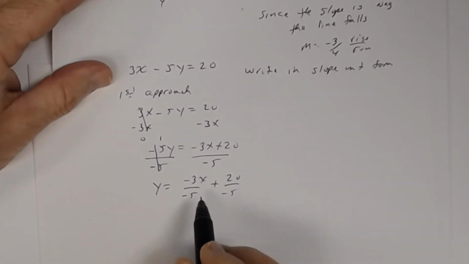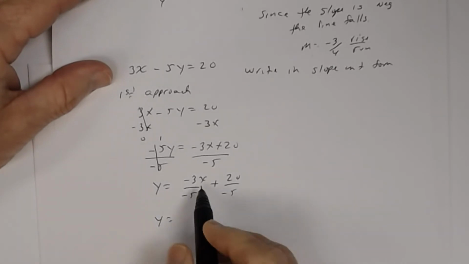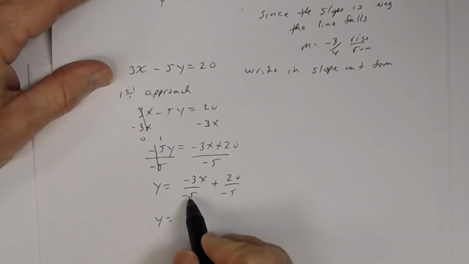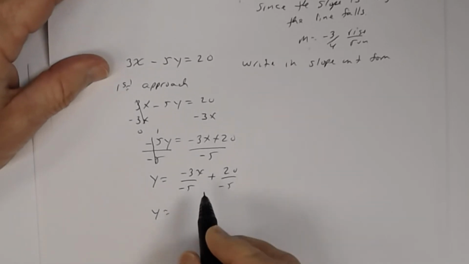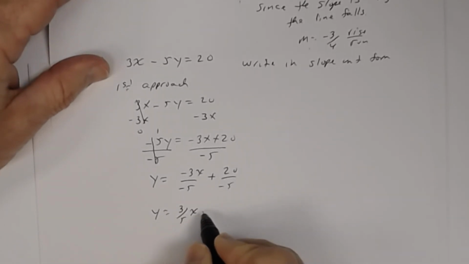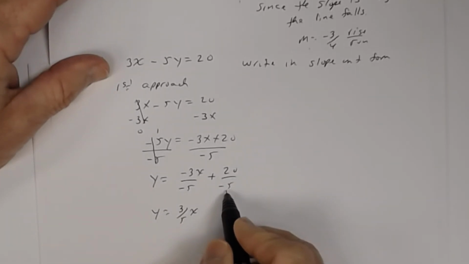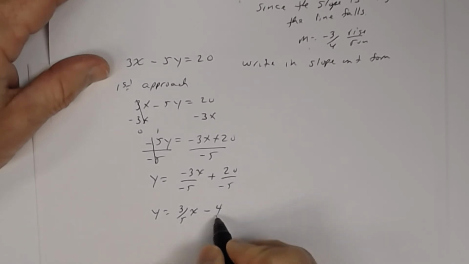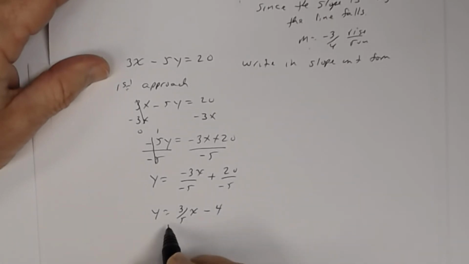All right, now let's simplify this. You need to remember that a negative divided by negative is a positive. So you got to say 3 fifths x. A positive divided by negative is a negative, so that's negative 4, or subtract 4. All right? So that's one way to get y by itself.